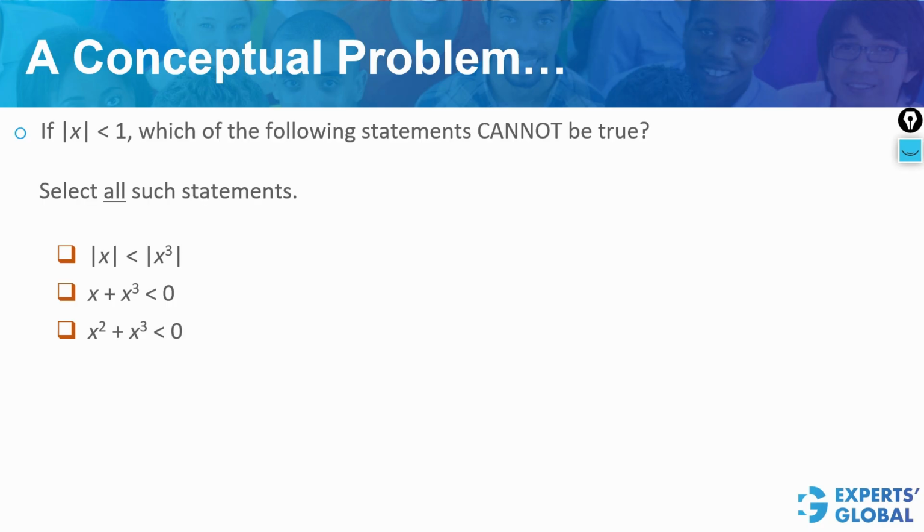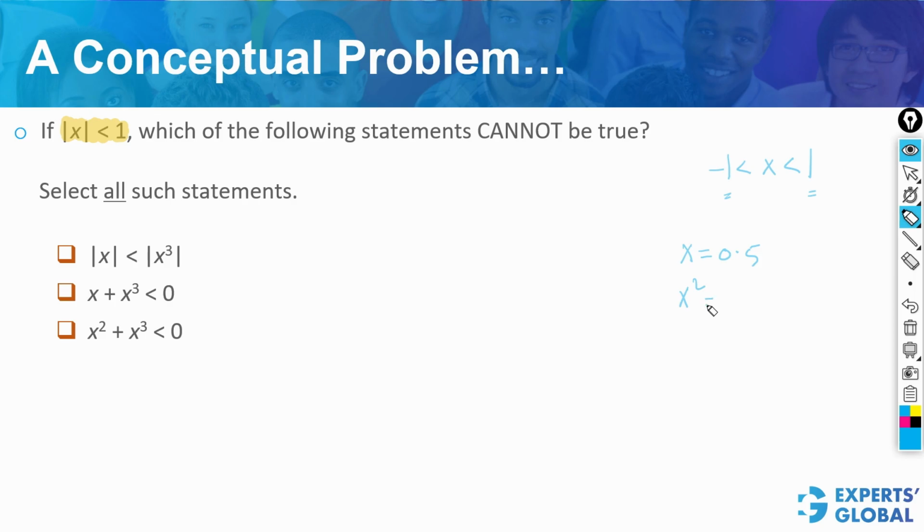Please pause the video and solve this problem. Mod x is less than 1, which means that x is between negative 1 and positive 1. It is interesting to note that in this range of minus 1 to positive 1, higher powers of x lead to a lower magnitude. For example, if x is 0.5, x square would have a lower magnitude, x cube would have an even lower magnitude, and so on.